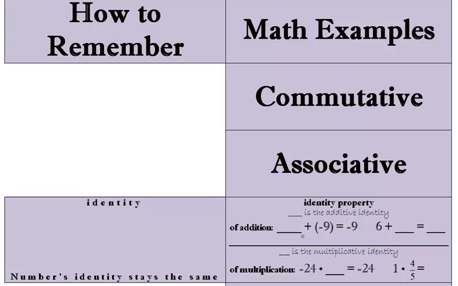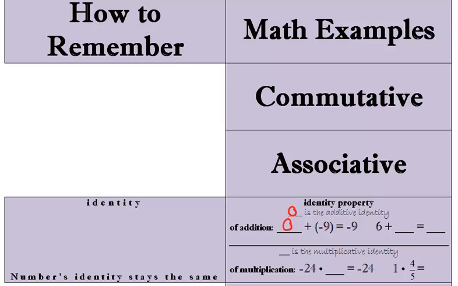So take a moment and think about that. What number can you add to -9 so that it stays -9? If you said 0, you are right. 0 plus -9 equals -9. That's why 0 is known as what we call the additive identity. It's a special number because no matter what I add to it, it keeps that number's identity the same.